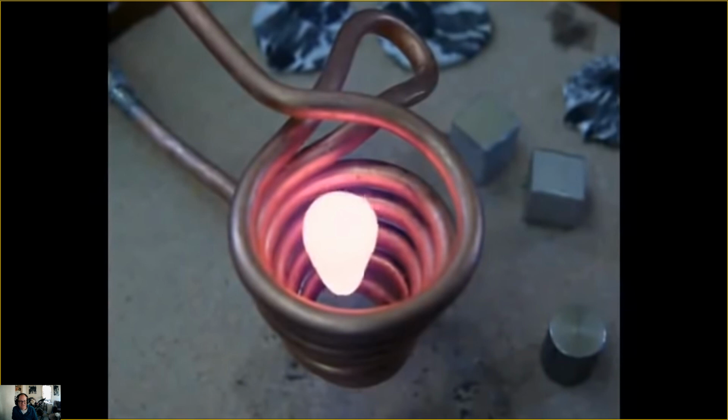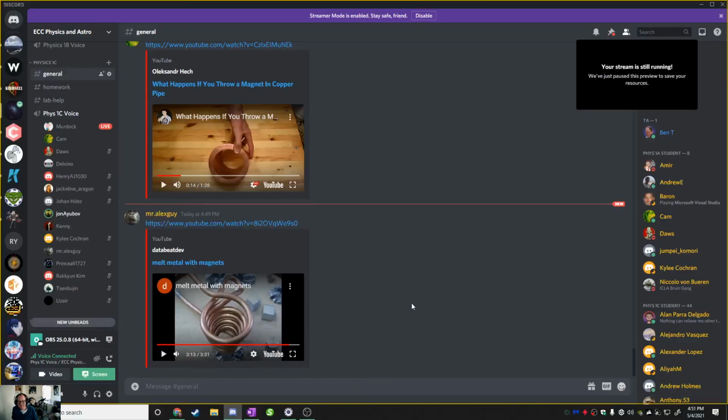All right, who speaks Russian? Because that's really neat. I like that. That was just basically liquid in air. Yeah, just suspended through the magnetic field. That's wild. That's really cool.